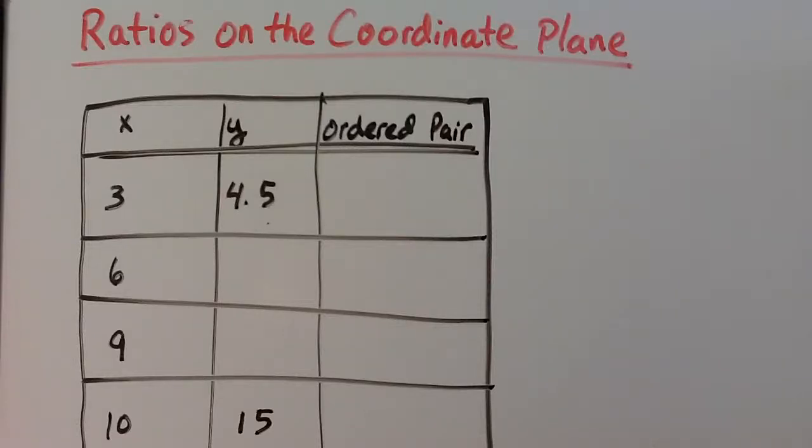Ratios on the coordinate plane. In this lesson, we will find the equivalent ratios and make a table. We'll use the table to write ordered pairs, and then we'll graph those ordered pairs and connect them with a line on the coordinate plane.